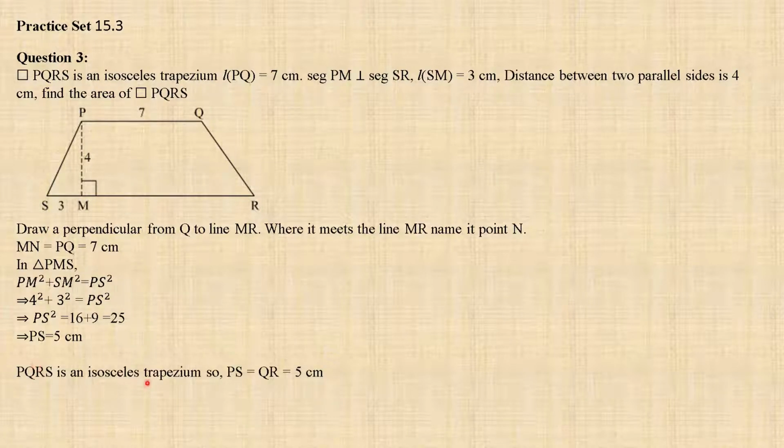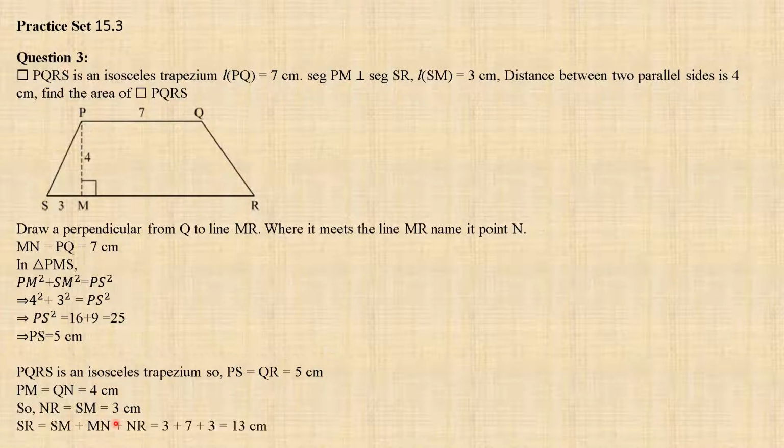Now, since PQRS is an isosceles trapezium, as I said earlier, the non-parallel sides are equal to each other. So PS and QR are the non-parallel sides. So PS and QR will be equal to 5 centimeters. So PM and QN, okay, so QN will also be 4 centimeters because PM is 4. So QN is also 4.